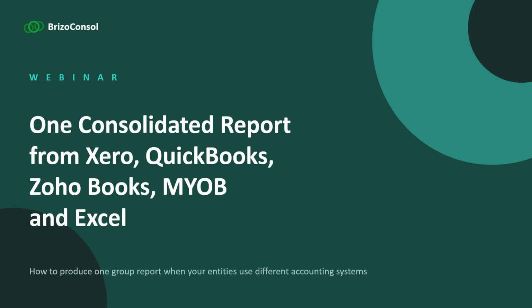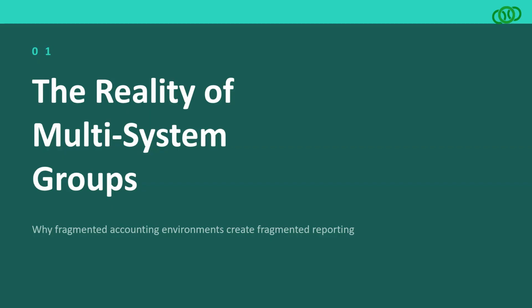How do you produce one consolidated report when your companies are using different accounting systems? Some are on Xero, some are on QuickBooks, some are on Zoho Books, and some still rely on Excel. Individually, each system works fine, but at group level, reporting becomes fragmented. In this session, I'll walk you through why multi-system consolidation breaks traditional workflows, why Excel becomes a bottleneck instead of a solution, and how you can generate one consolidated report across all systems without rebuilding everything in Excel.